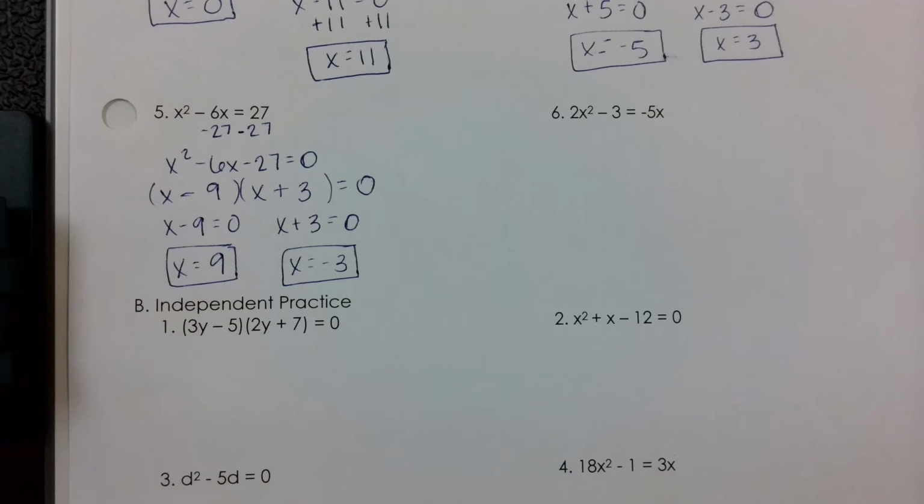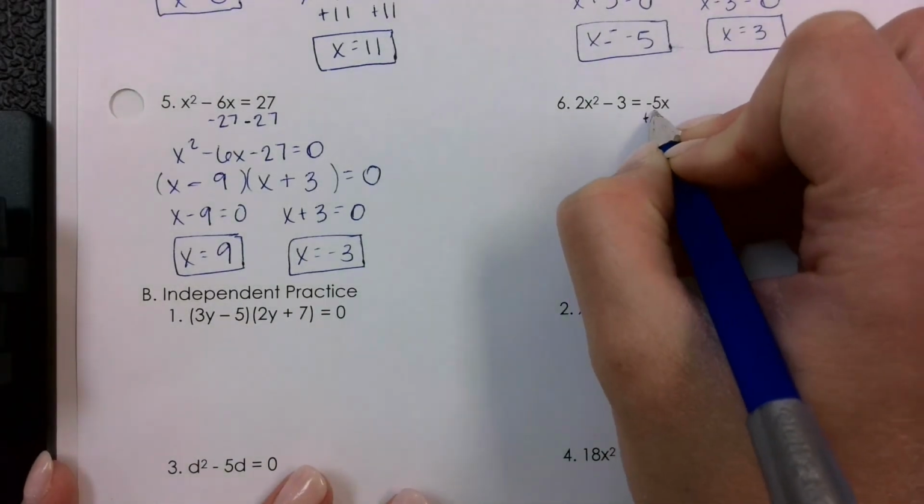Questions there? Alright, let's do the last one, number 6. What is step 1? Get equal to 0. Are we equal to 0? No. So what do we need to do? Add 5x over.